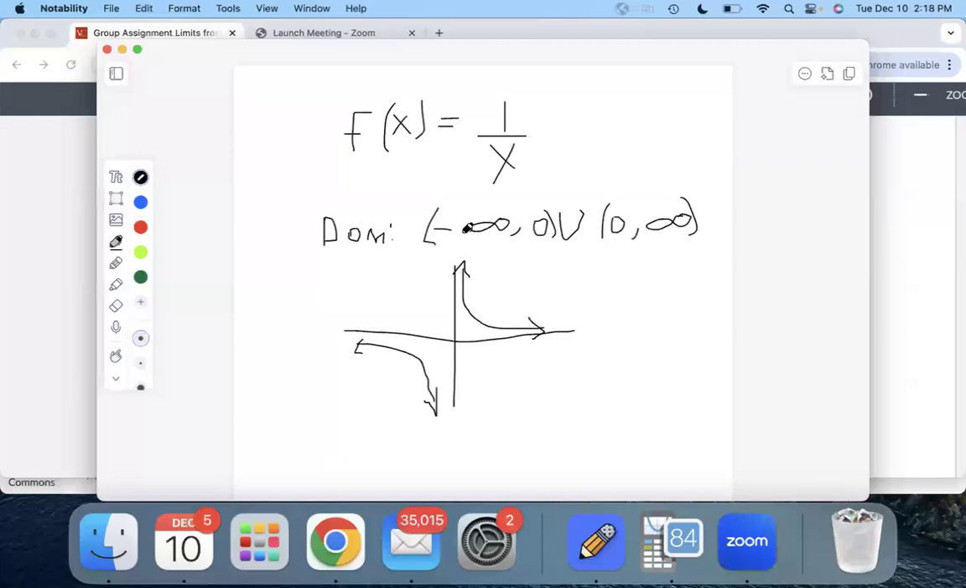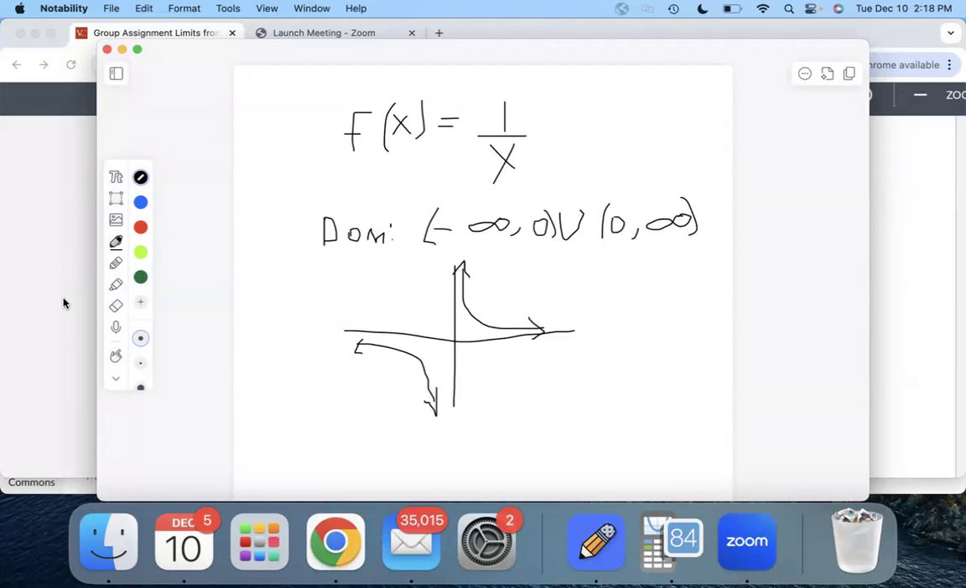So that's a very convenient definition of a continuous function. It's continuous if it's continuous everywhere where it's even defined. So yes, this function is not continuous at 0. It doesn't even exist at 0. But it's still a continuous function.